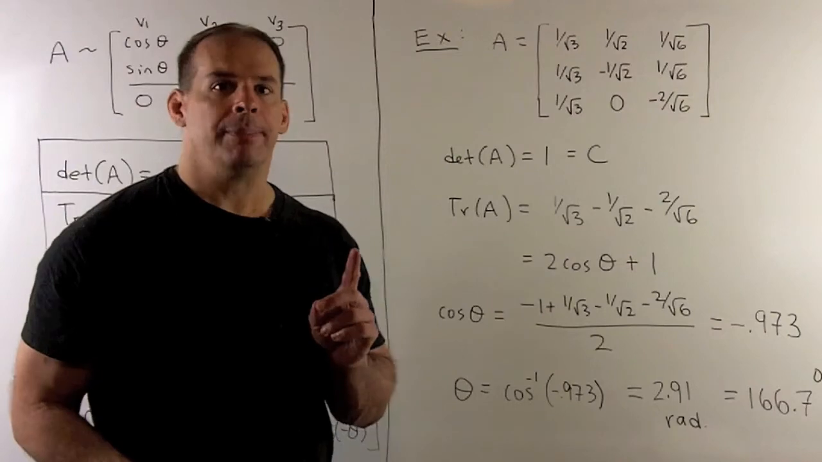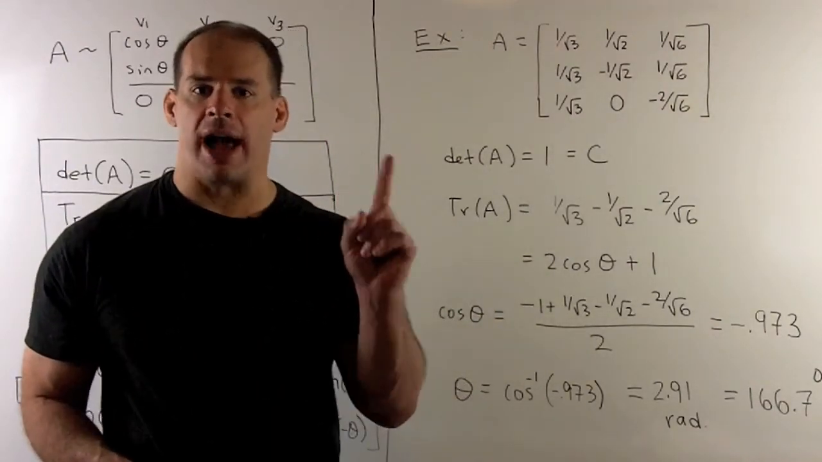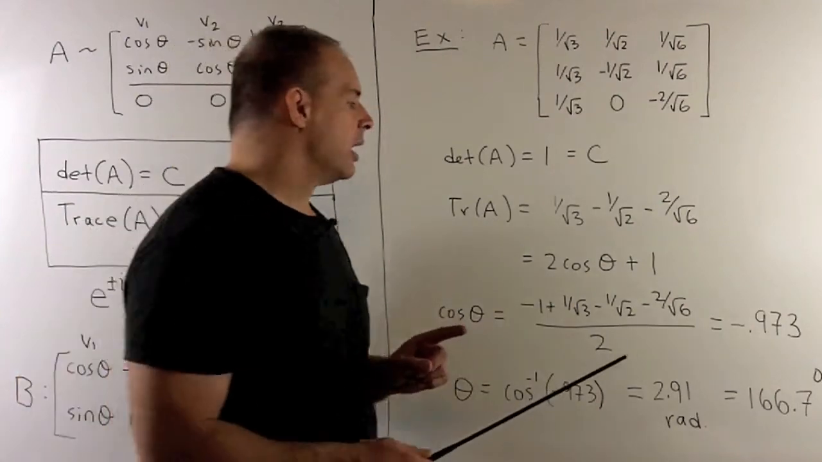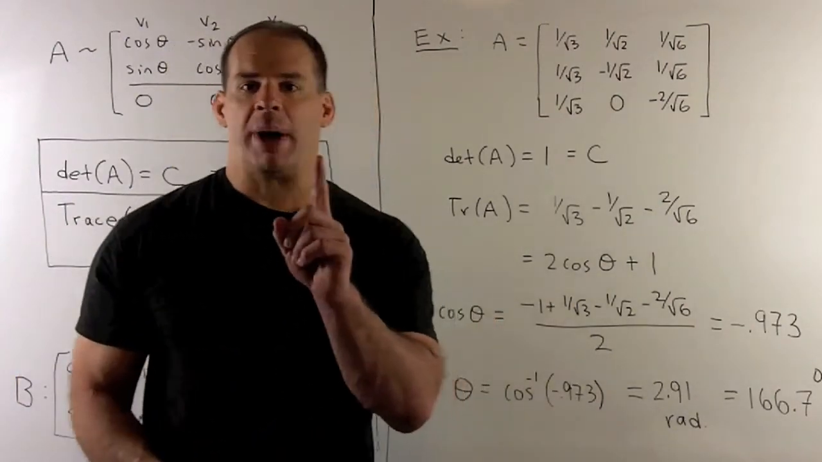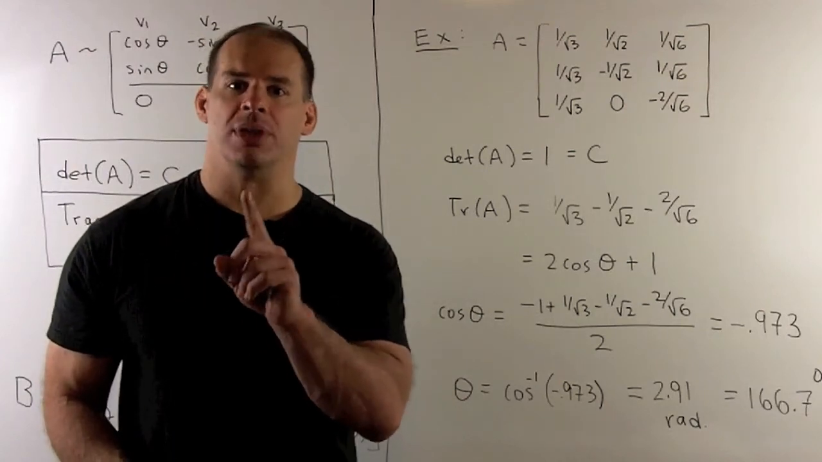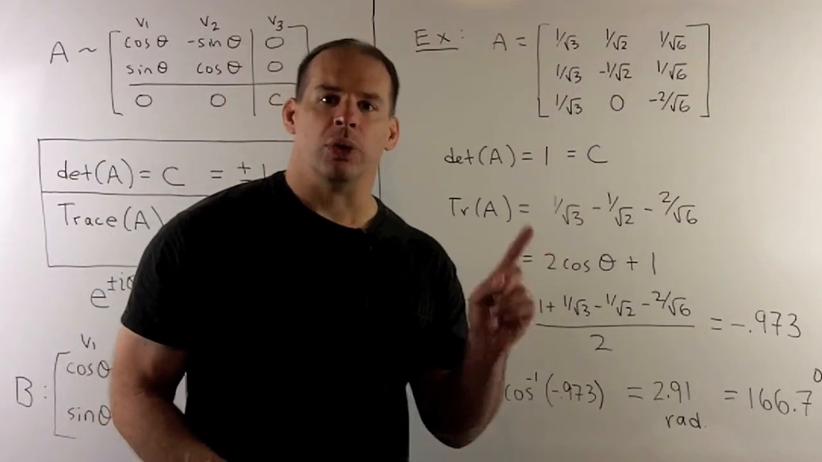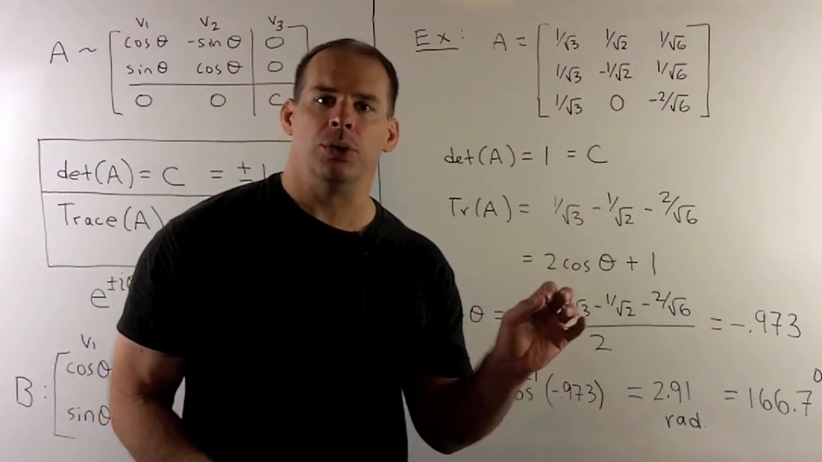So geometrically, we're going to have a line that's fixed pointwise, our axis of rotation. We're going to take the corresponding perpendicular plane and rotate by 166.7 degrees. Now, if I want a better picture, we'll need to go find our v1, v2, and v3.